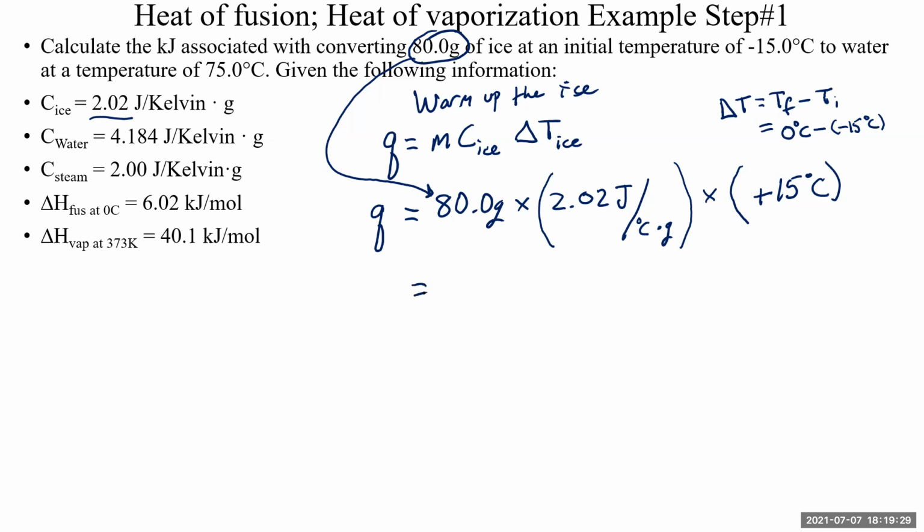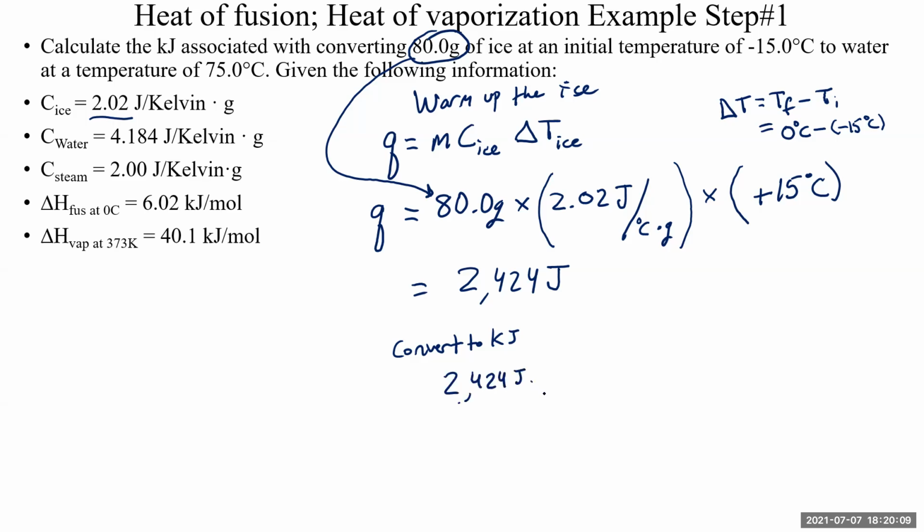So we take 80 multiplied by 15 multiplied by 2.02, and I don't trust my math skills anymore to do it in my head, so I'm just going to multiply this out. 80 times 15 times 2.02 is going to give us 2,424 joules. Now, I'm going to convert to kilojoules only because I know step 2 involves kilojoules, just to make all the units match.